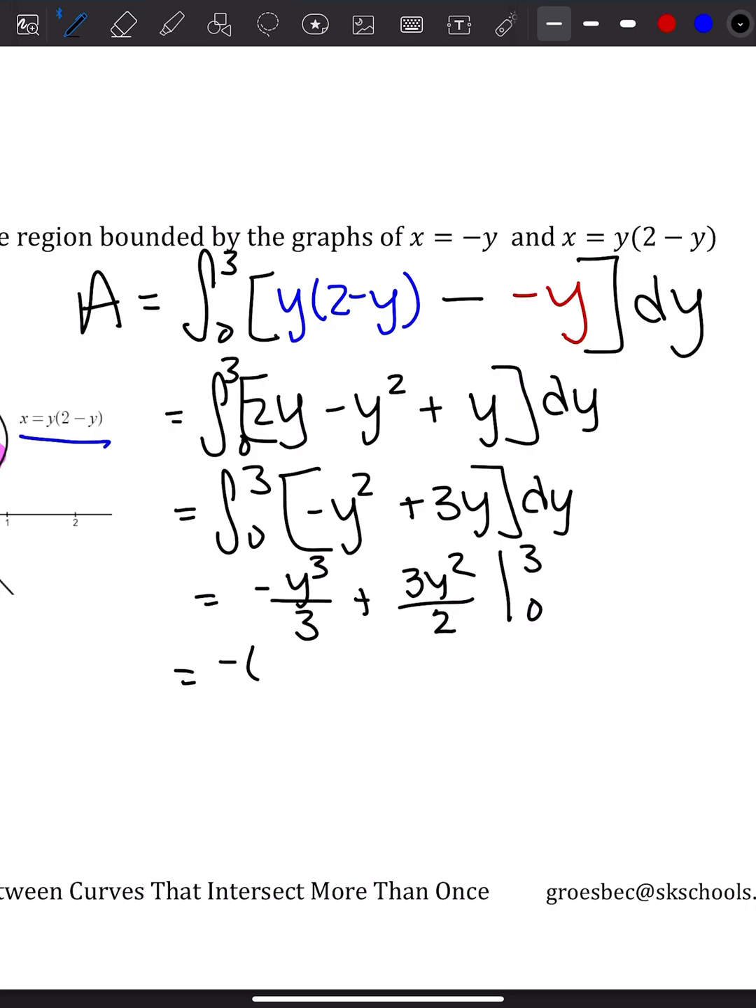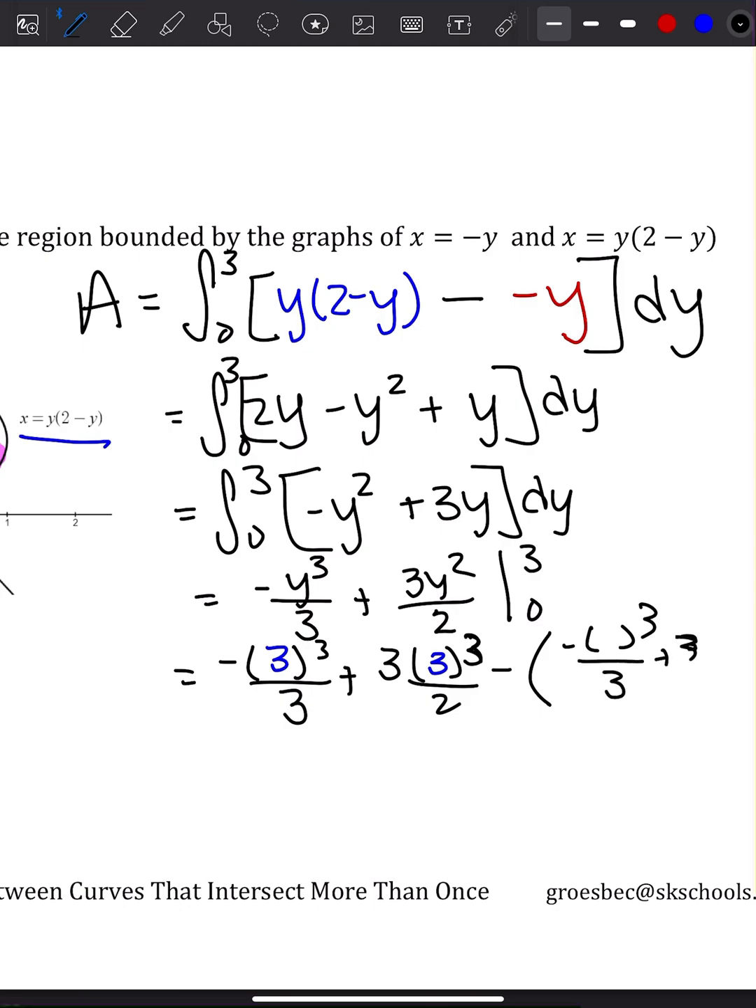So we have our function with 3 plugged in. And we are going to subtract that from our function with 0 plugged in. If we look at the right side of this, all those zeros are going to go to 0, so we have 0 plus 0 is 0, and then we're taking 0 away, so all of that goes away.